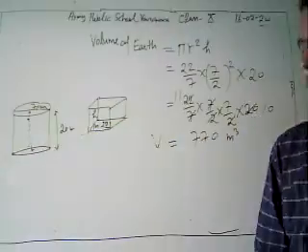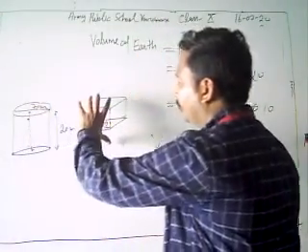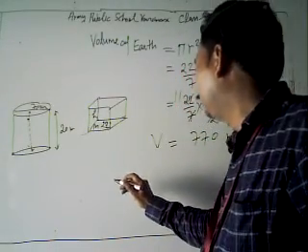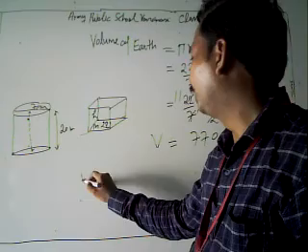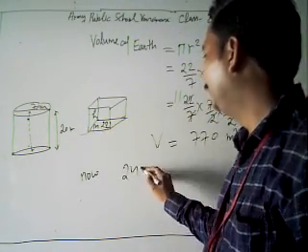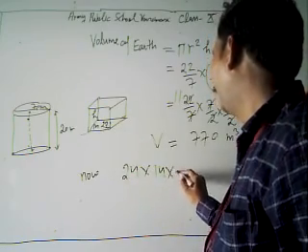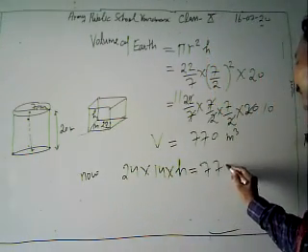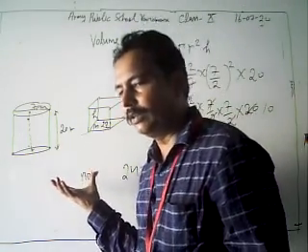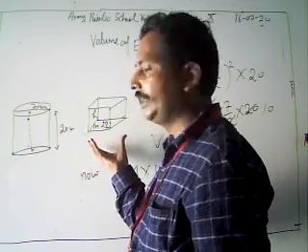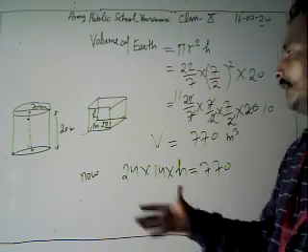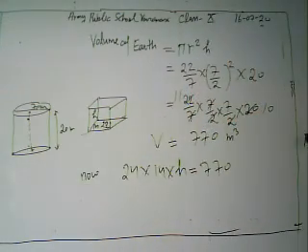Now after getting this volume, the volume of earth is equal to the volume of this cuboidal platform. So 22 length into 14 breadth into height is equal to 770. Because after digging out this earth, we make a platform having length 22 meter and breadth 14 meter, and we have to find its height. Its volume is equal to the volume of the earth dug out from the cylindrical shape.